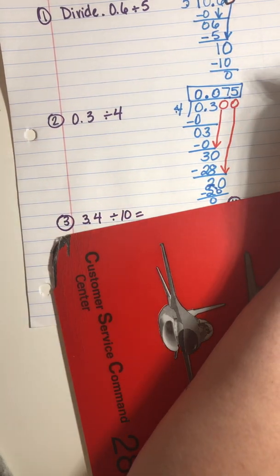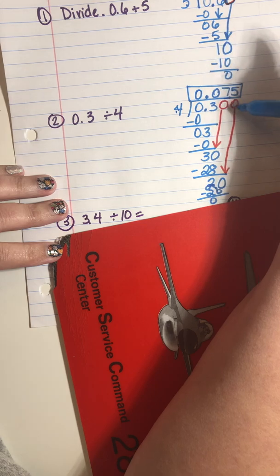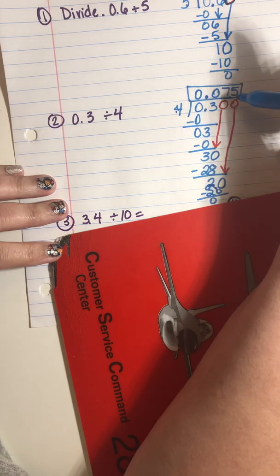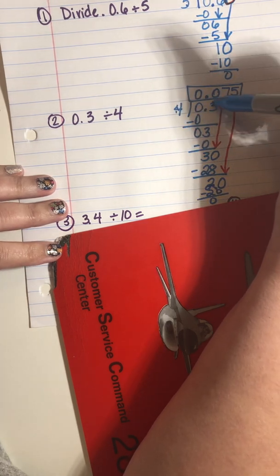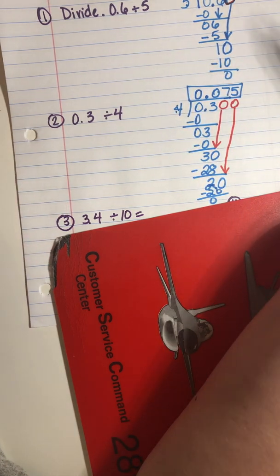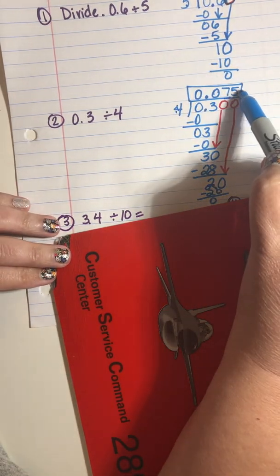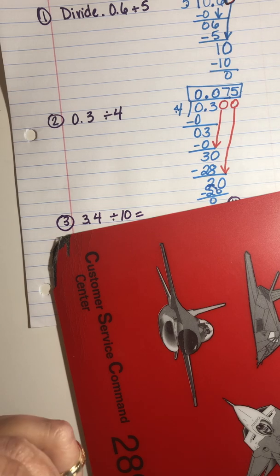So that is how you add in the zeros after and bring them down, and it does not change the value of your original dividend at all. But it helps you get to a final answer because we don't do remainders for decimals.